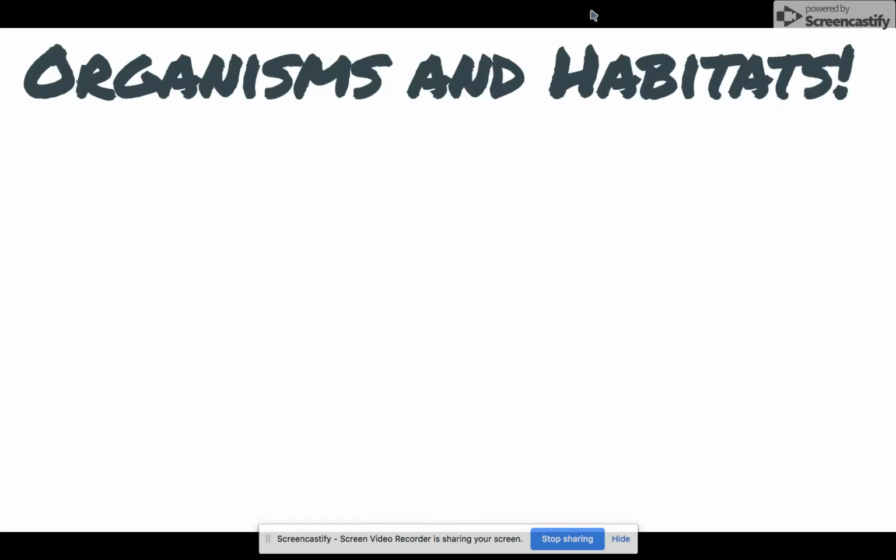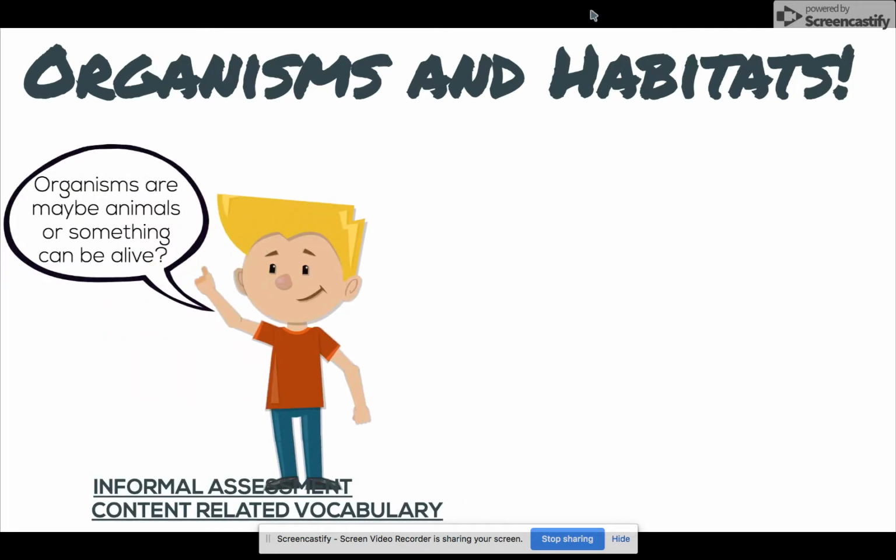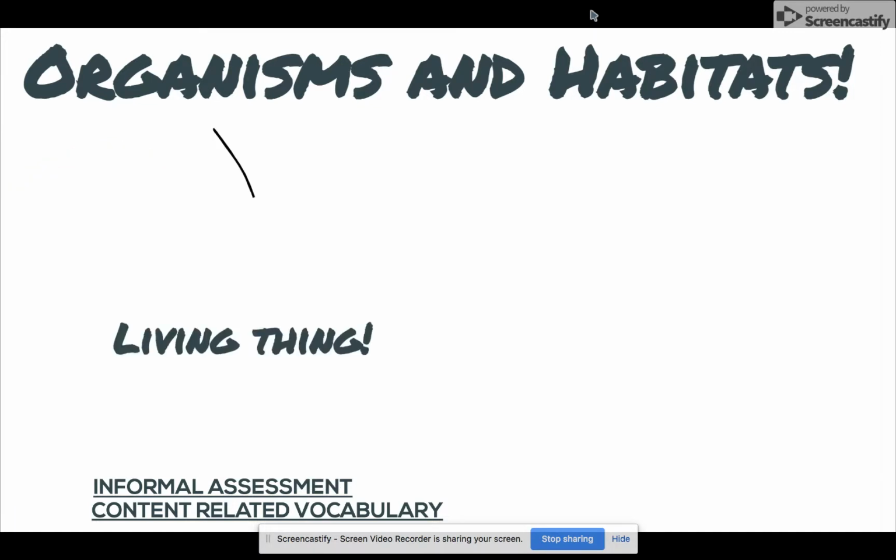Okay, class, today for our science lesson, we're going to be focusing on organisms and habitats. Now, these may be two new words for many of us. Can anyone raise their hand and tell me what an organism is? Very good. An organism is a living thing, so like people, plants, or animals are all organisms.